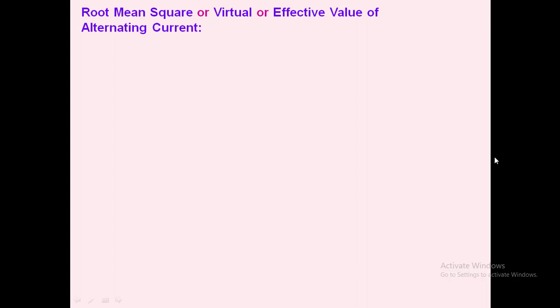Root mean square or virtual or effective value of alternating current. There will be two questions: one is the average value and another one is the root mean square value. So we already determined the average value for both EMF and current. Now we are going to determine the root mean square value for both current as well as EMF.